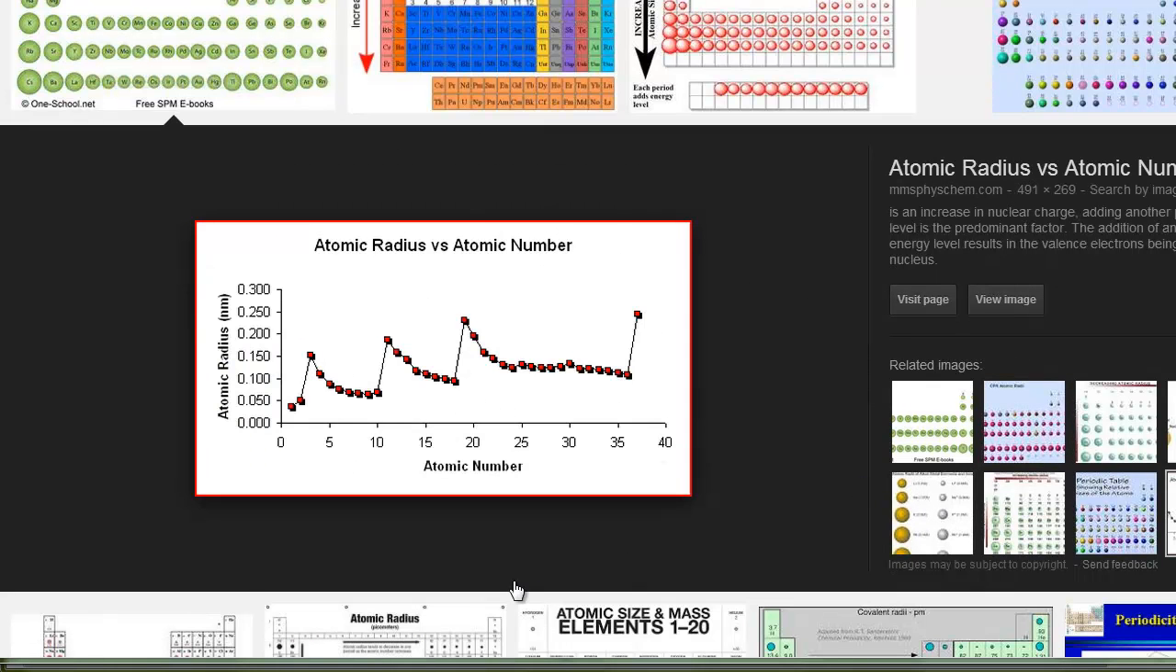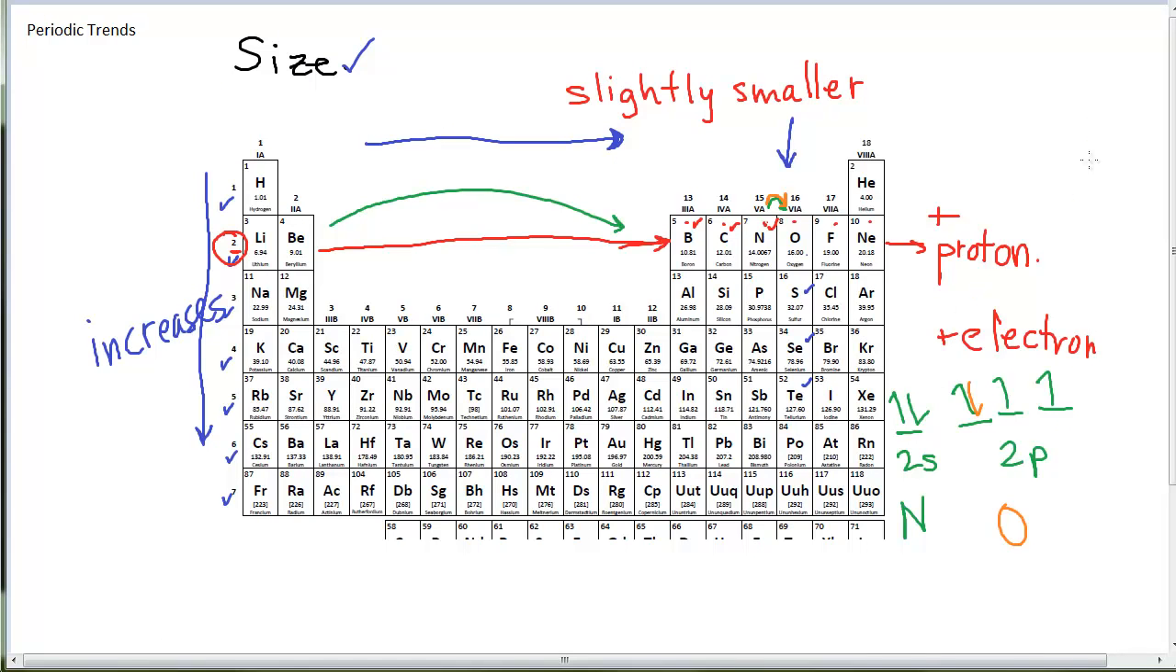So in general, we see that as I move top to bottom on the periodic table, the atomic size increases. As I move left to right, they get slightly smaller. Next, we'll look at the size of ions.